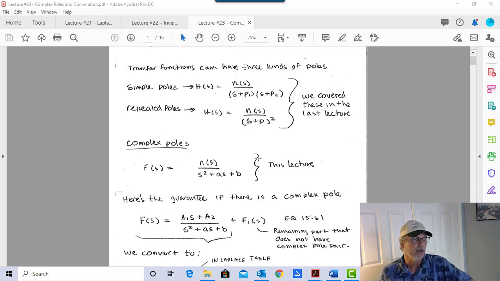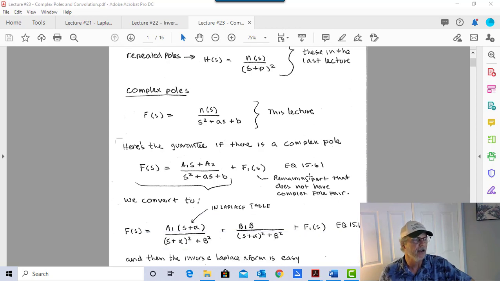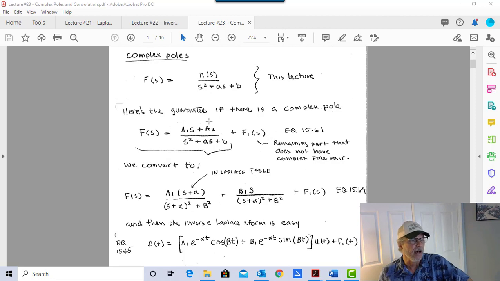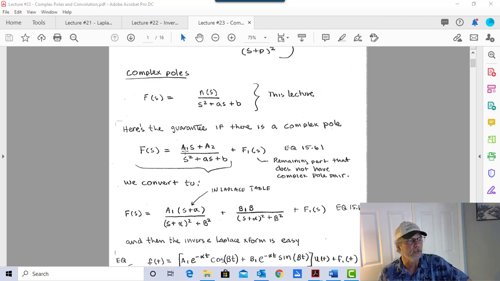So we've got a complex pole, and that's what we're going to do in the beginning of this lecture. Here's the guarantee. F of s is going to be equal to (A1 s plus A2) divided by (s squared plus as plus b), plus the remaining part of the transfer function that doesn't have the complex pole pair. Or in other words, if we have a transfer function like this, we know that it can be broken up like this. And of course, the F1 of s, let's elaborate on that a little bit.